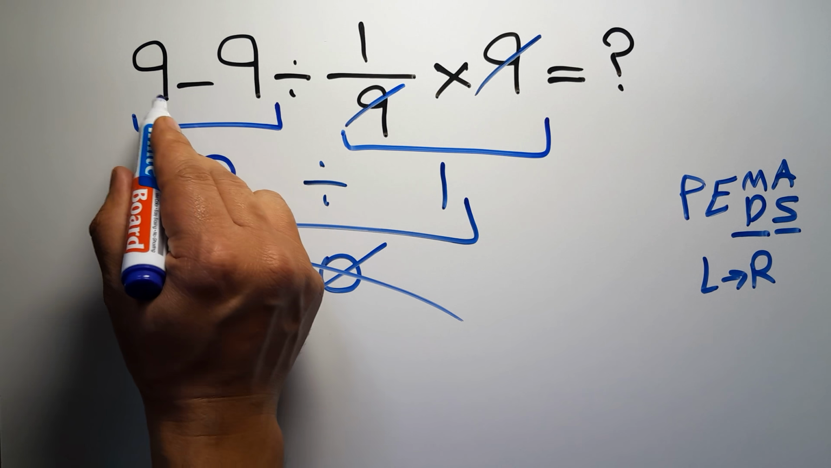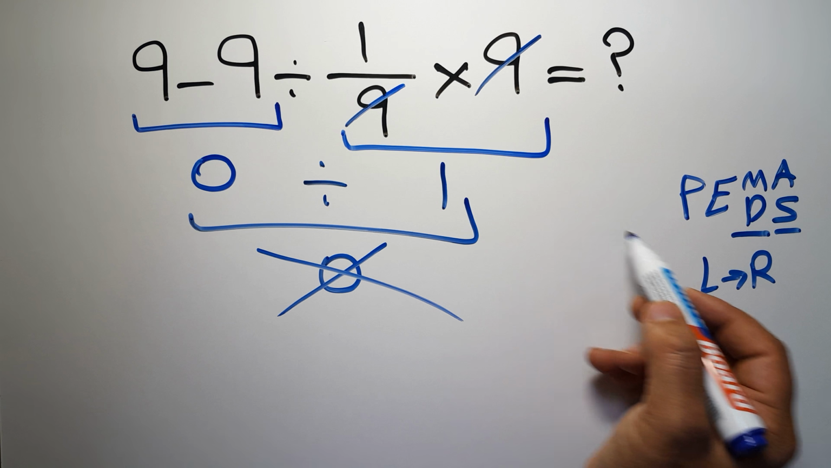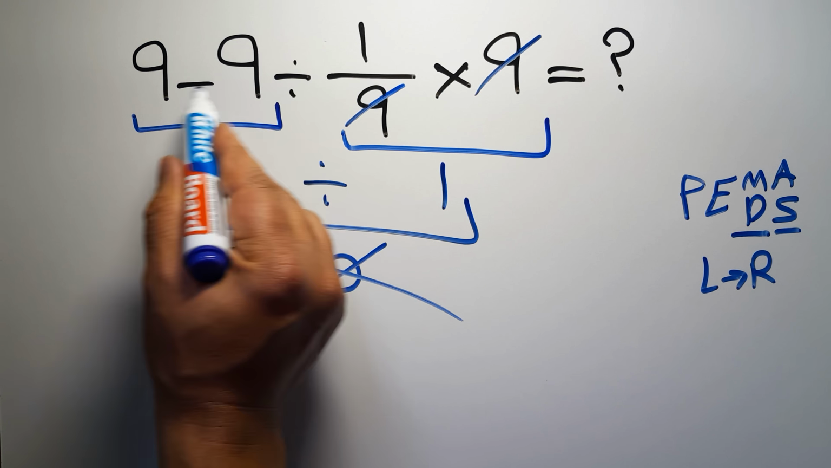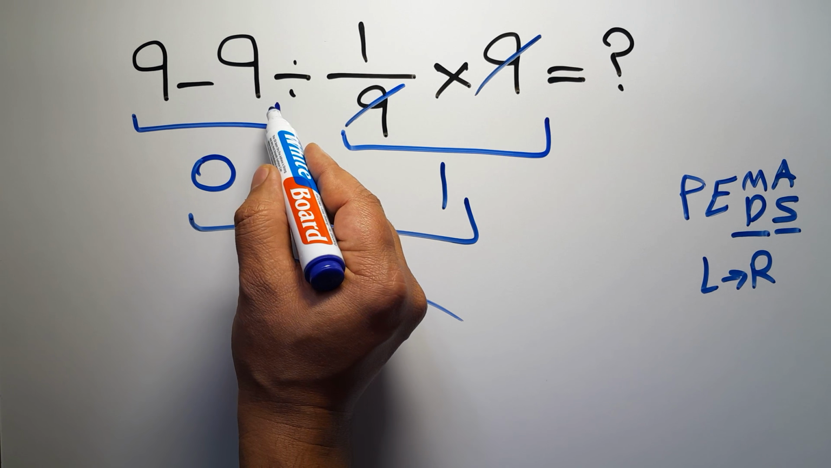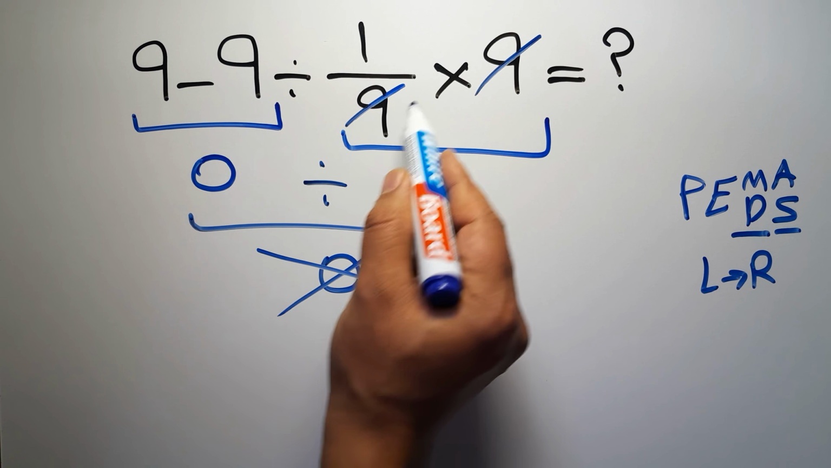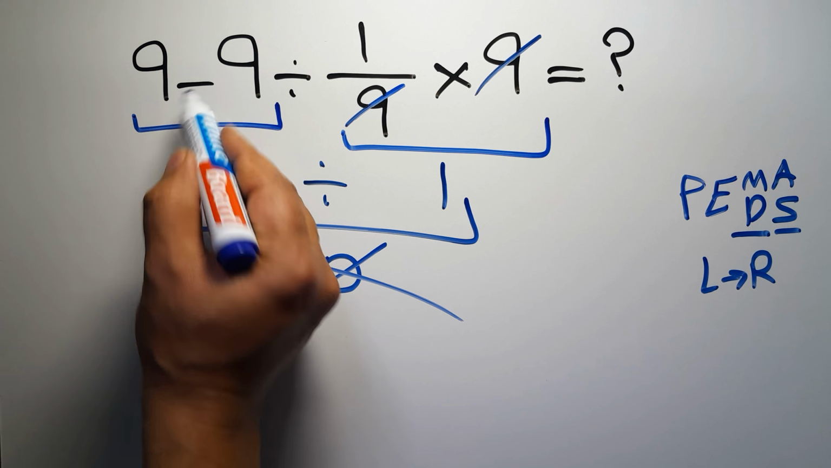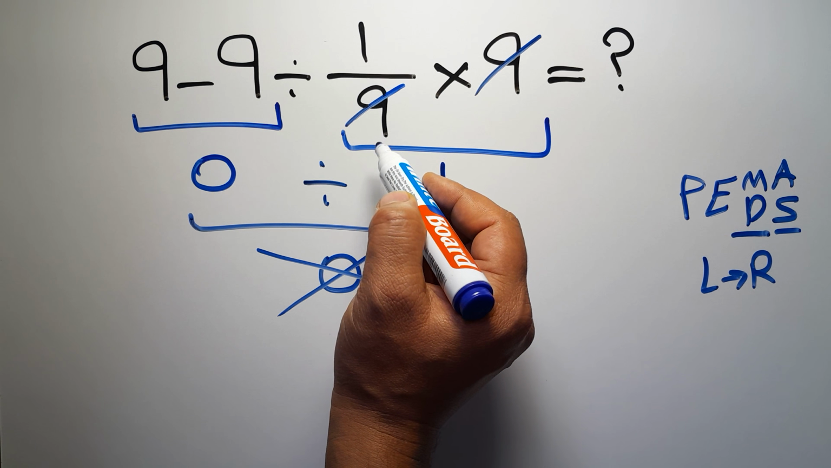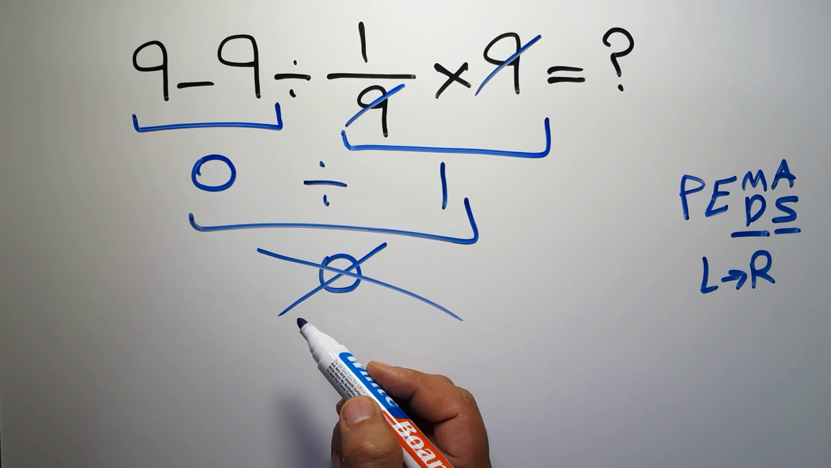In this expression, we have one subtraction, one division, and one multiplication. According to PEMDAS, multiplication and division have a higher priority than subtraction. And also, multiplication and division have equal priority and we have to work from left to right. So first we have to do this division, then this multiplication, and then finally this subtraction. If we do this subtraction before this multiplication, and if we do this multiplication before this division, it is wrong.